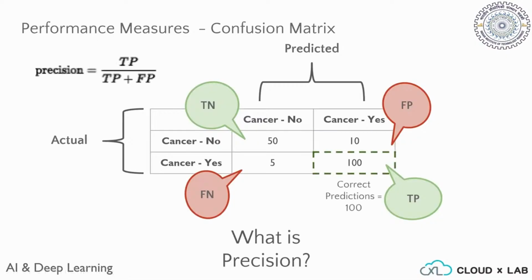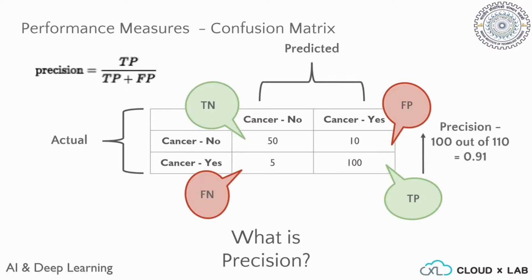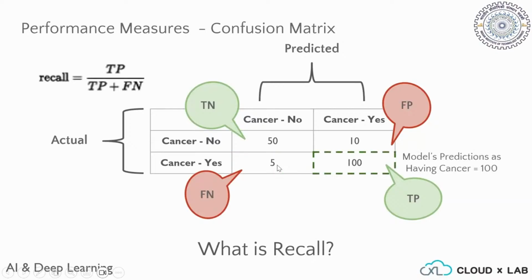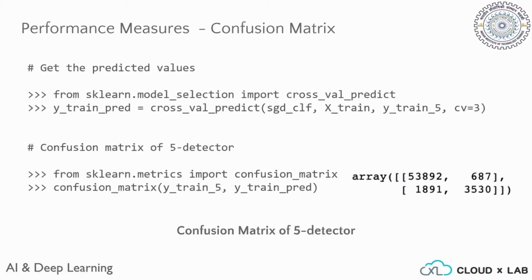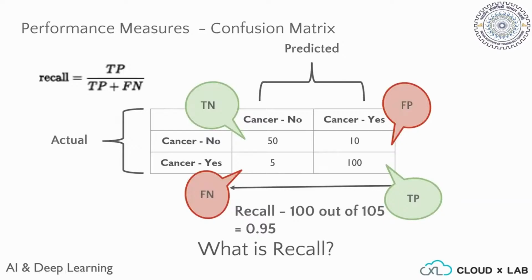So precision will be the correct predictions divided by the total number of true predictions given by the model, right? So correct predictions by the model is 100, divided by 100 plus 10. So here we will get 0.91 precision, right? Similarly, if you want to calculate recall, it will be 100 divided by 100 plus 5, right? So 0.95 is the recall, right?